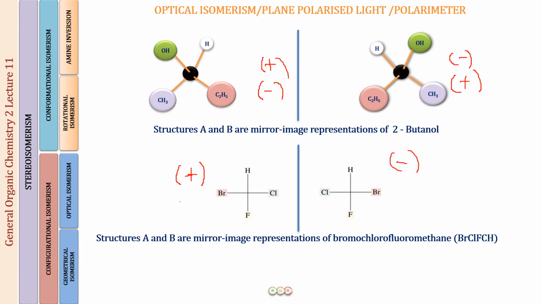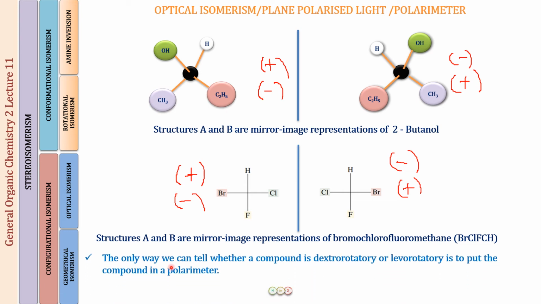If this is rotating in the anti-clockwise direction, this is going to be rotating in the clockwise direction, but the angle for both of them is going to remain the same. So this is something that you have to remember very well. The only way we can tell whether a compound is dextro-rotatory or levorotatory is to put the compound in a polarimeter. It is only then you will come to know it is dextro-rotatory or levorotatory. No other way to find that out. Just looking at the substances, you cannot say that it is going to be dextro-rotatory or levorotatory.